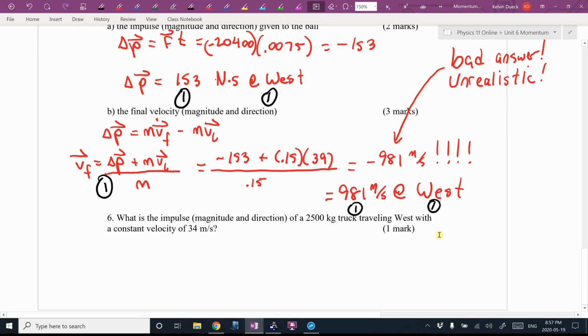What is the impulse, magnitude, and direction of a 2,500 kilogram truck traveling west with a constant velocity of 34 meters per second? This is a trick question, because impulse means a change in momentum. If you're at a constant velocity, your momentum's not changing. Also, because impulse can also be calculated by force times time, if you're at a constant velocity, what's your acceleration? 0. So what's the force? 0. No force, no impulse. So the impulse is 0. Because the answer is 0, if you didn't put the units, I'm not going to freak out.